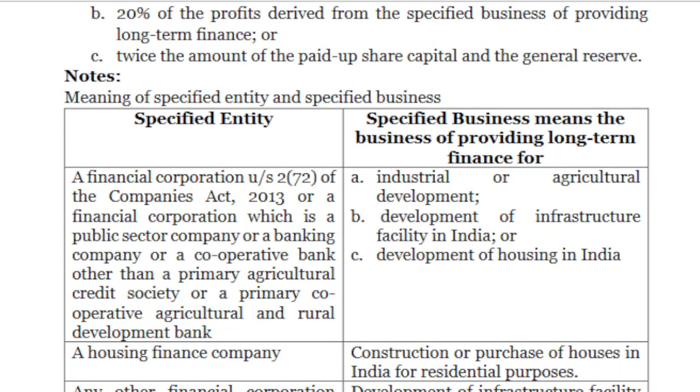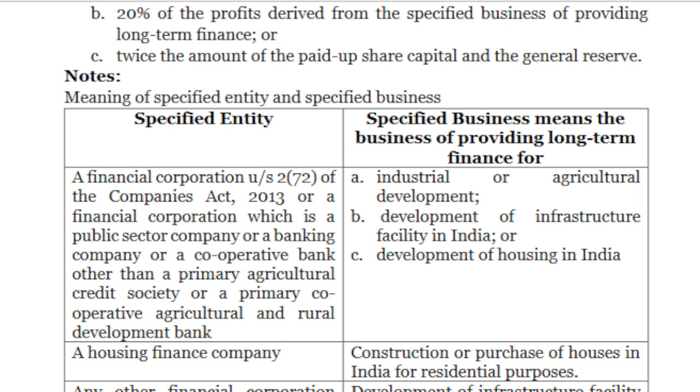Specified business is all related to infrastructure. See what is specified business? All are related to specified infrastructure only. See, they said industrial or agricultural development. This is specified business. Or development of infrastructure. Or we can say development of housing in India. These are the specified businesses. Or they said construction or purchase of houses in India for residential purpose. Okay, these are specified businesses. Or development of infrastructure facility like roads, bridges, dams.